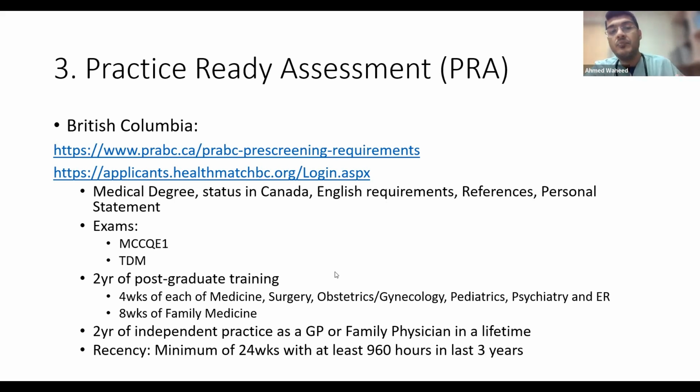In postgraduate training, they require 2 years, and there are specific stations that they require, or wards, I would say. In those 2 years, there should be at least 4 weeks or 1 month in each of medicine, surgery, OB/GYN, pediatrics, psychiatry, and ER, and there should be 2 months of family medicine in it. These are the minimum. Now, please do not count yourself as an eligible person if any one of these is missing. They pay very close attention to it.